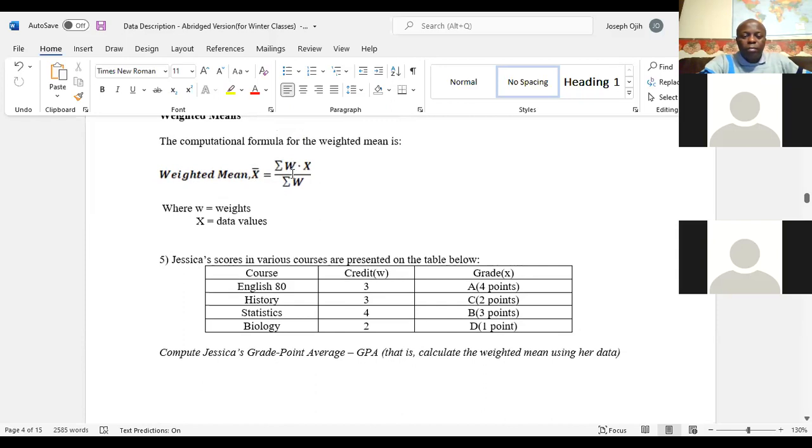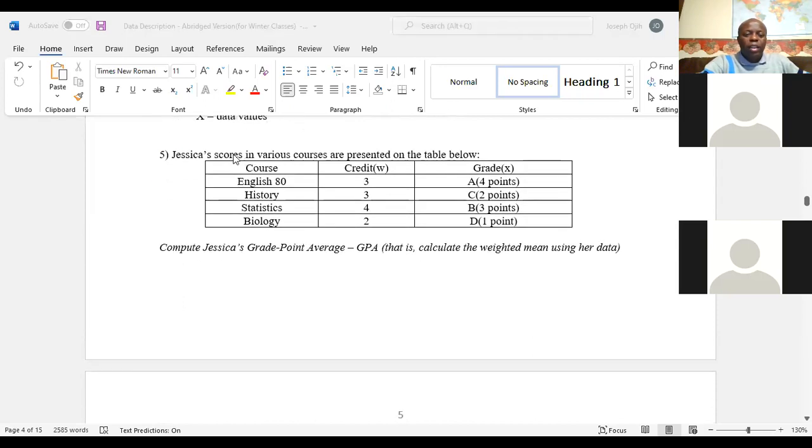Sum of the weight times X divided by the sum of the weights. So for GPA, the weight becomes the credit. Some classes have 3 credit loads, some have 4 credit loads. So those credit loads become the weight. Then the grade becomes your X value. So let's look at this, for example.